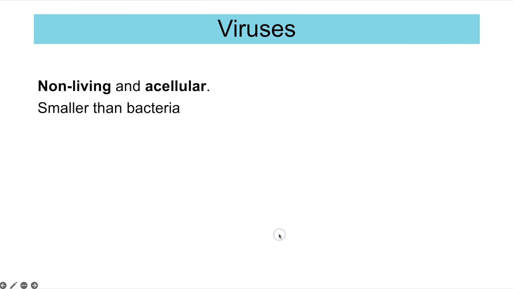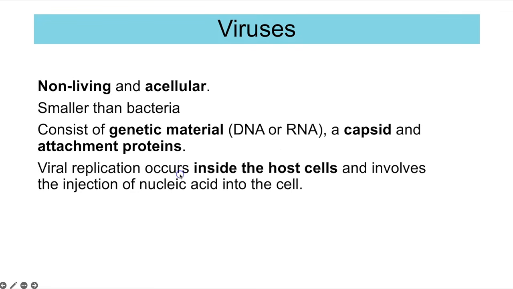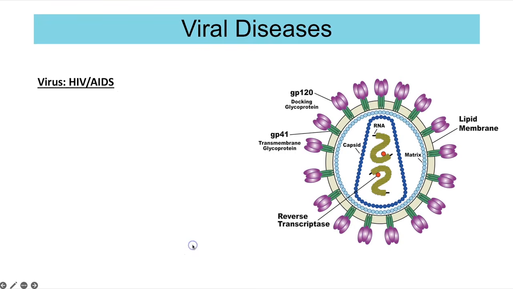Next, we have a look at viruses. Viruses are non-living, they're acellular, which we talked about in earlier topics and videos. They're smaller than bacteria, and they just consist of genetic material, which could be DNA or RNA, a capsid, and an attachment protein. Viral replication happens inside of host cells, and the virus has to inject its nucleic acid into the cell of the host to be able to replicate. And bacteriophages are an example of viruses that infect bacteria.